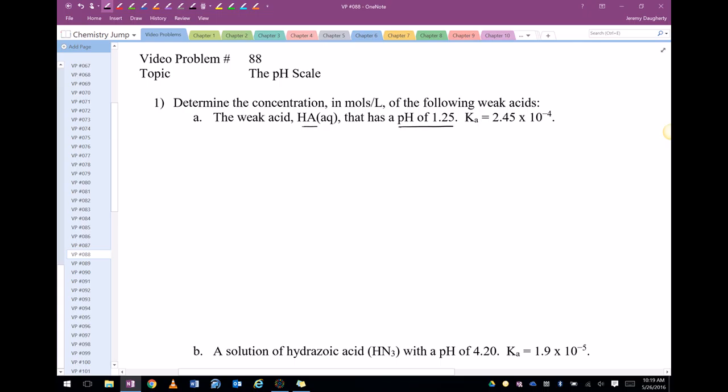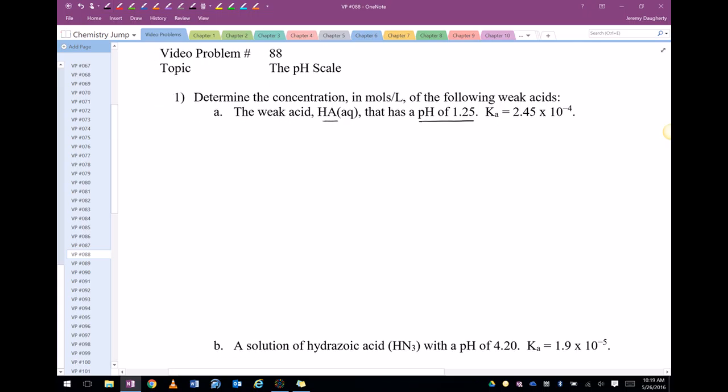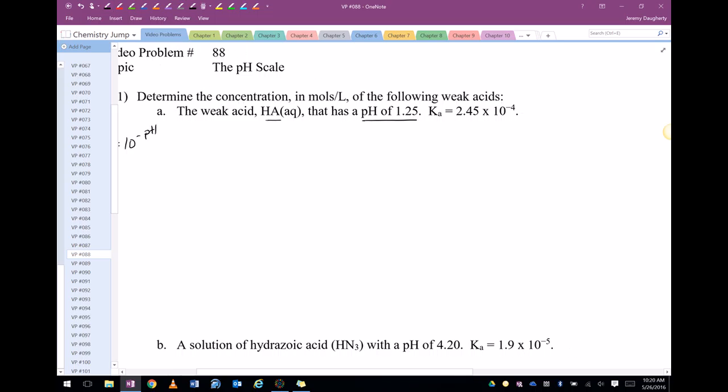Alright, so what does the pH tell us? Well, the pH can actually tell us the concentration of the hydrogen ion, right? But remember, this is a weak acid, so that means that the concentration of the hydrogen ion is not necessarily the concentration of the weak acid. Matter of fact, it's not. I guarantee you it's not. But the concentration of the hydrogen ion and the concentration of A minus are the same.